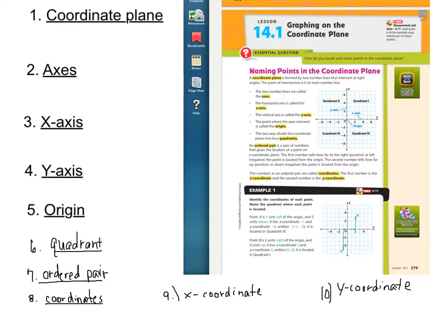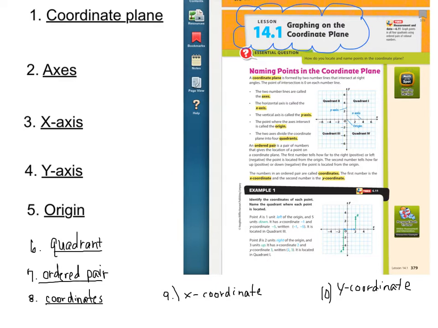So at the top of your notes, you need to put 14.1 graphing on the coordinate plane as your title. Remember, it's really important that you put titles on your notes, because when I ask you to prove to me that you took these notes, I'm going to say, where's 14.1? You need to be able to find them quick.